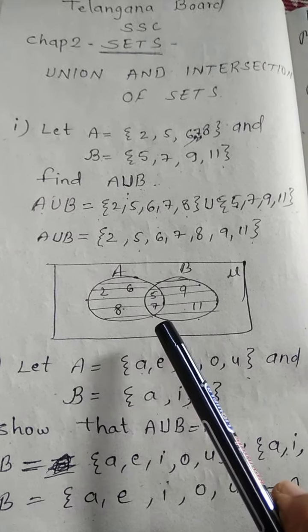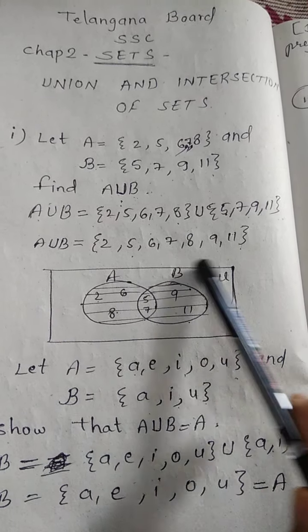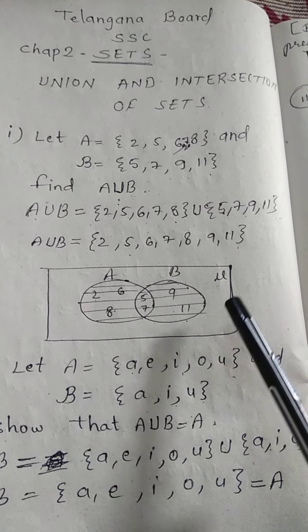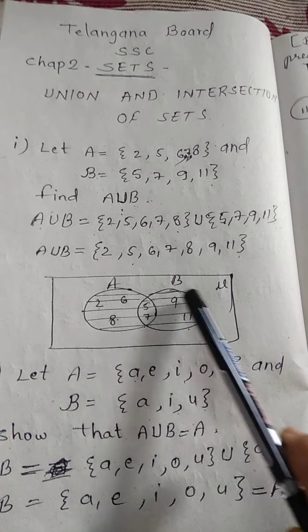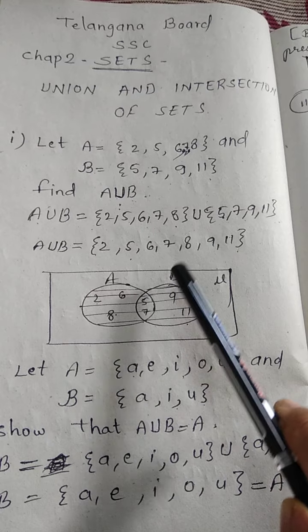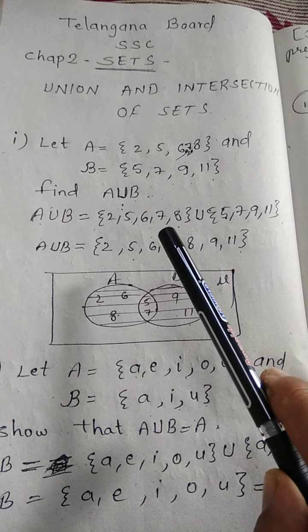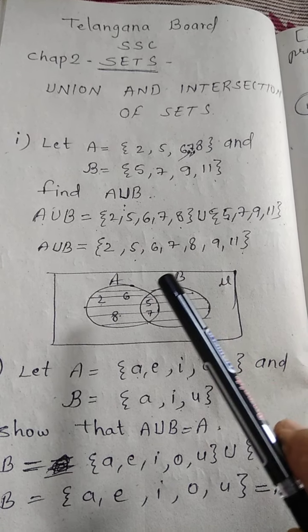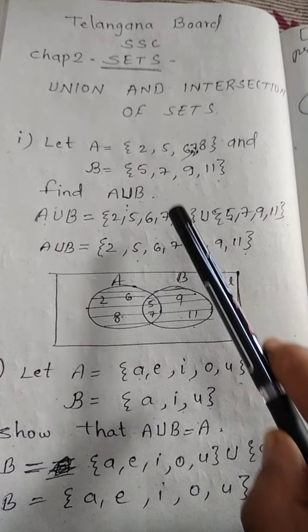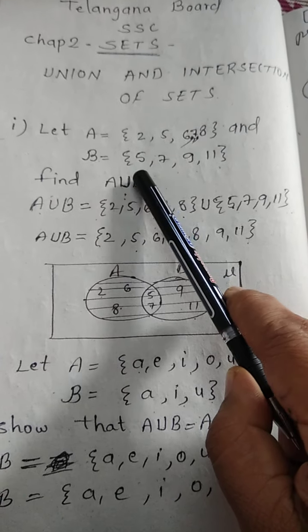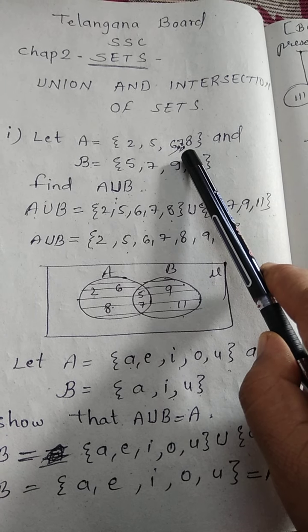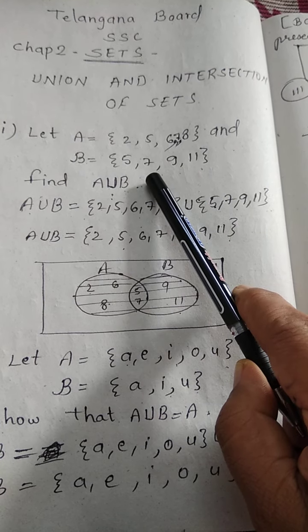Okay, how will be the Venn diagram for this? You have to draw a rectangle to show the universal set. Okay, then set A and set B. Here observe which elements are common. Here the common elements are 5 and 7. 5 is present in set A as well as set B, and 7 is also present in set A as well as in set B.